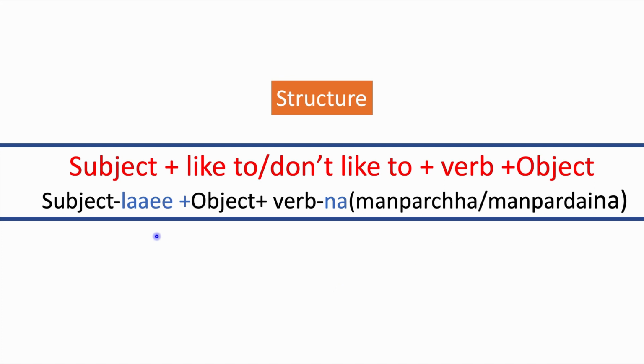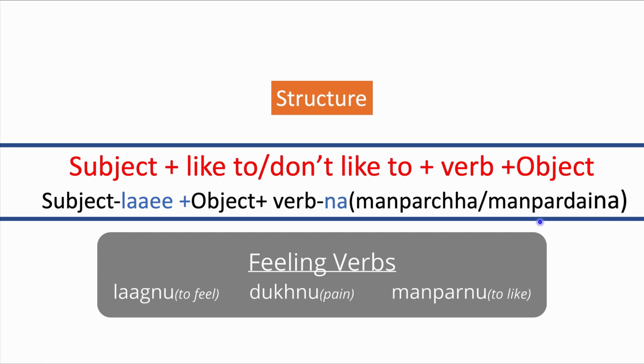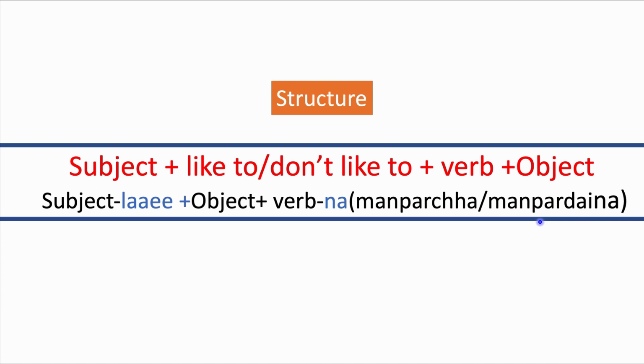Now, let's come to the beginning part of the structure. Over here, we have used subject plus lie. This is because of the verb Man Parcha and Man Pardaina. In Nepali language, we have a rule where whenever the sentence starts with a feeling verb, you have to start the sentence with subject plus lie, adding lie to the subject. We have a lot of feeling verbs such as lagnu, which means to feel, dukhnu, which means pain, and Man Parcha, which means to like. Over here, we are using Man Parcha and Man Pardaina. Now let's move ahead.